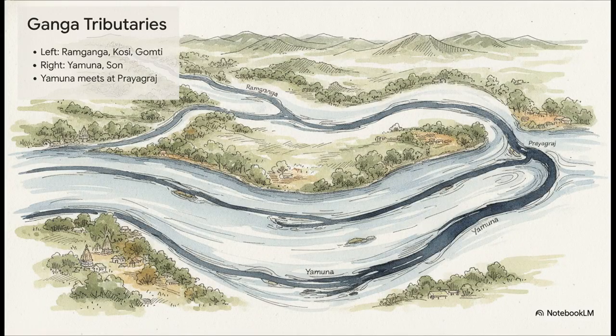So here's your rapid-fire breakdown of the key tributaries. On the left bank, you've got the Ramganga, Gomti, Gaga, and the Kosi, which is notorious for wildly shifting its course, earning it the grim nickname, the Sorrow of Bihar. Over on the right bank, you have the Son River and the Yamuna. The Yamuna is actually the Ganga's longest right bank companion, and they eventually have their massive merger at Prayagraj.